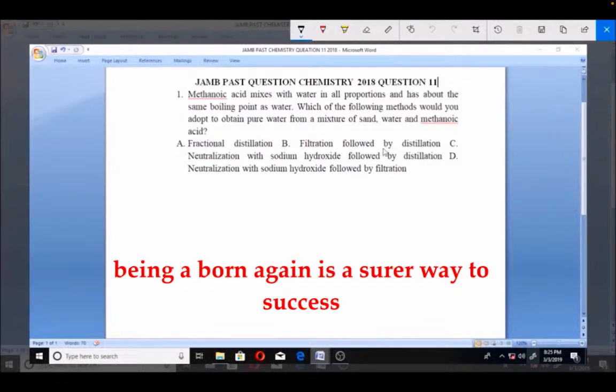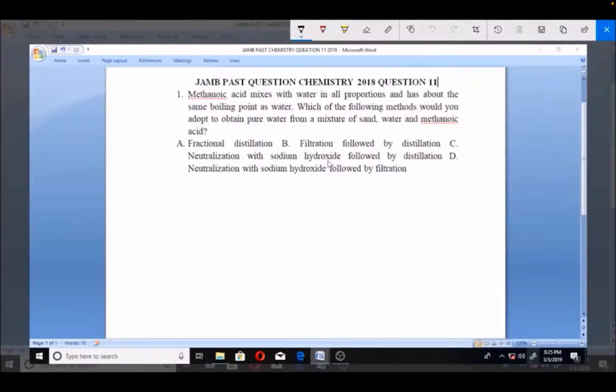B. Filtration followed by distillation. C. Neutralization with sodium hydroxide followed by distillation. D. Neutralization with sodium hydroxide followed by filtration.